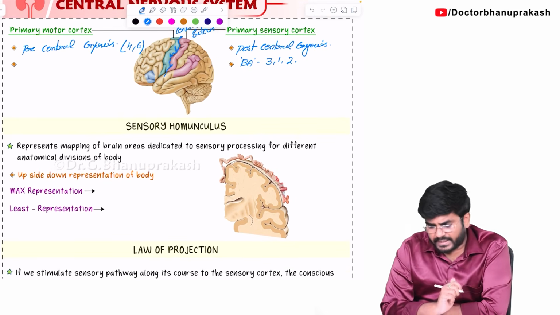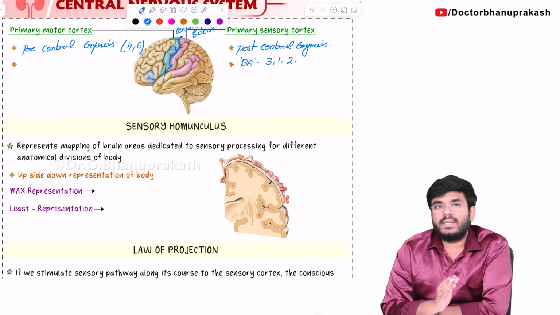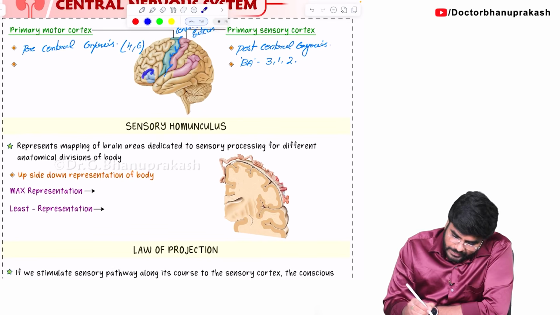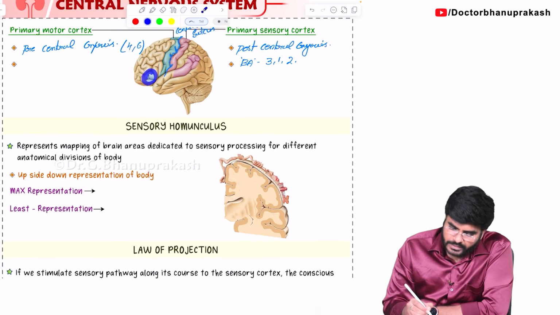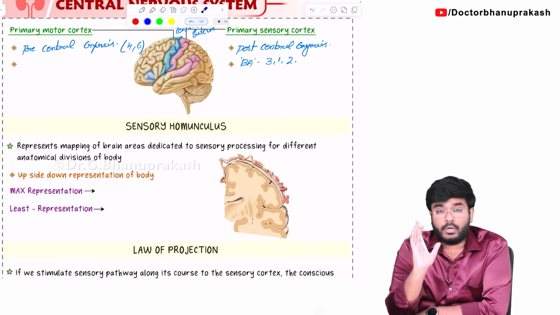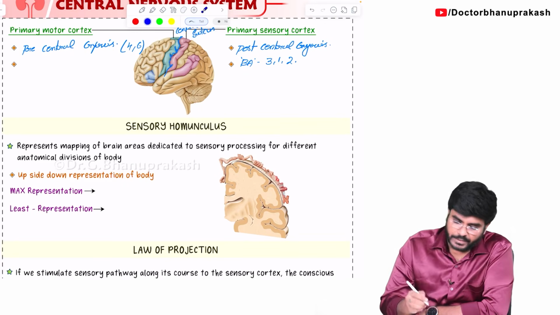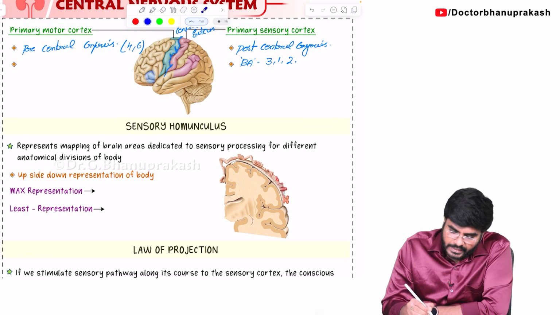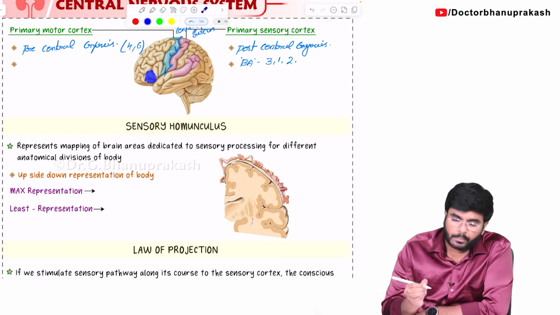Now, apart from these areas, I also want you to know two more areas for your exams. Two more important areas for your exam. See, this area which I am highlighting in the blue color, here on the left cerebral hemisphere, not on the right hemisphere, only on the left cerebral hemisphere. What is this area? This area is the Broca's area.